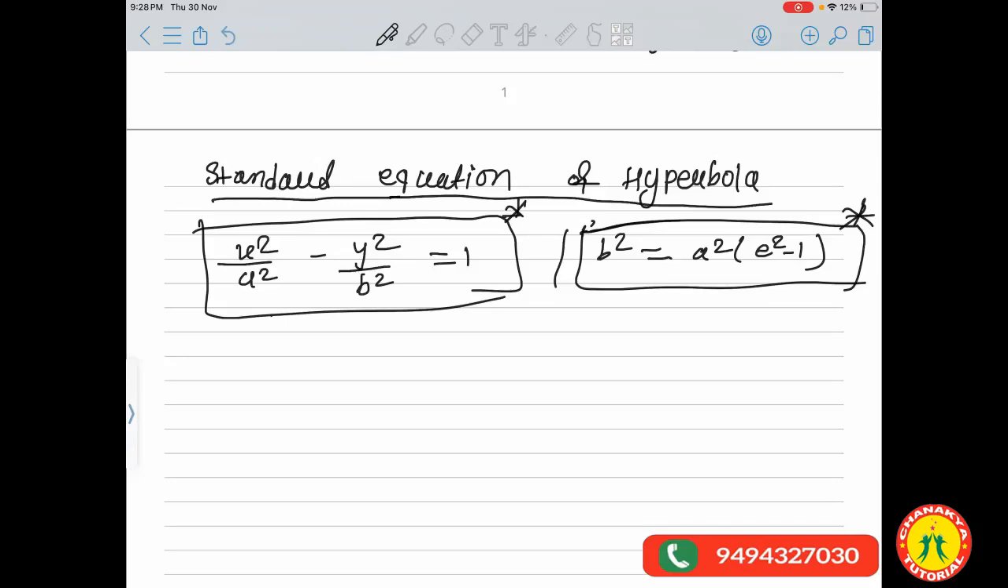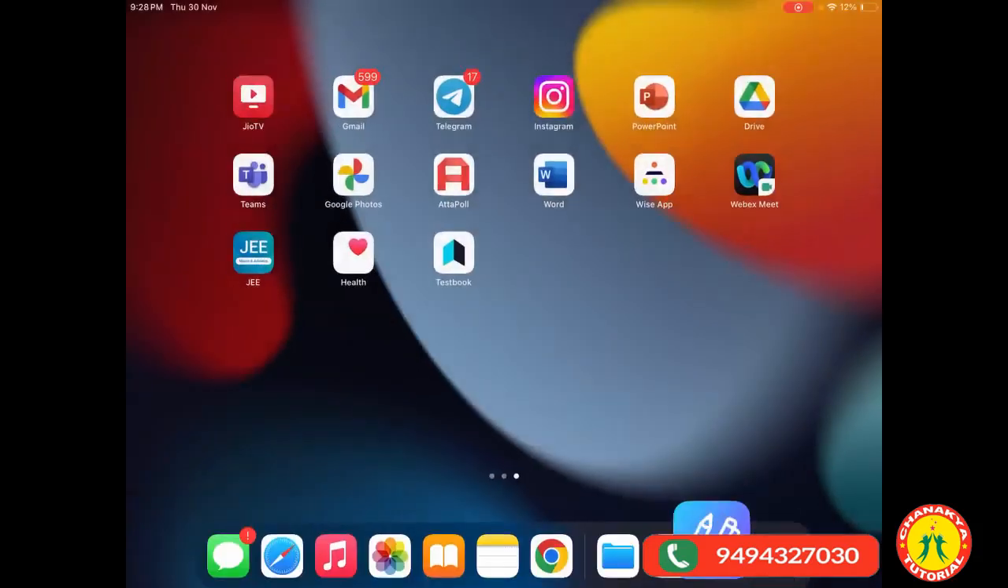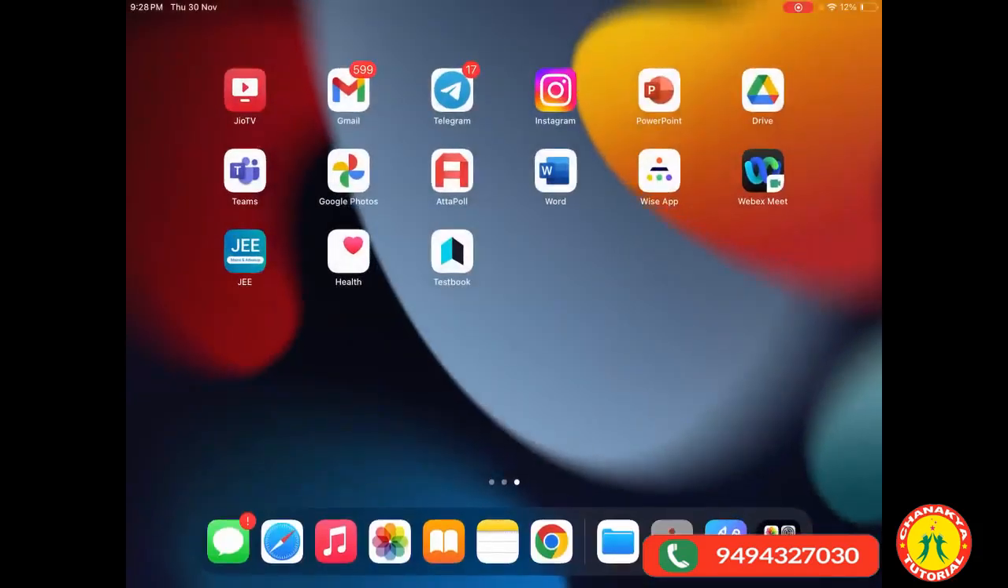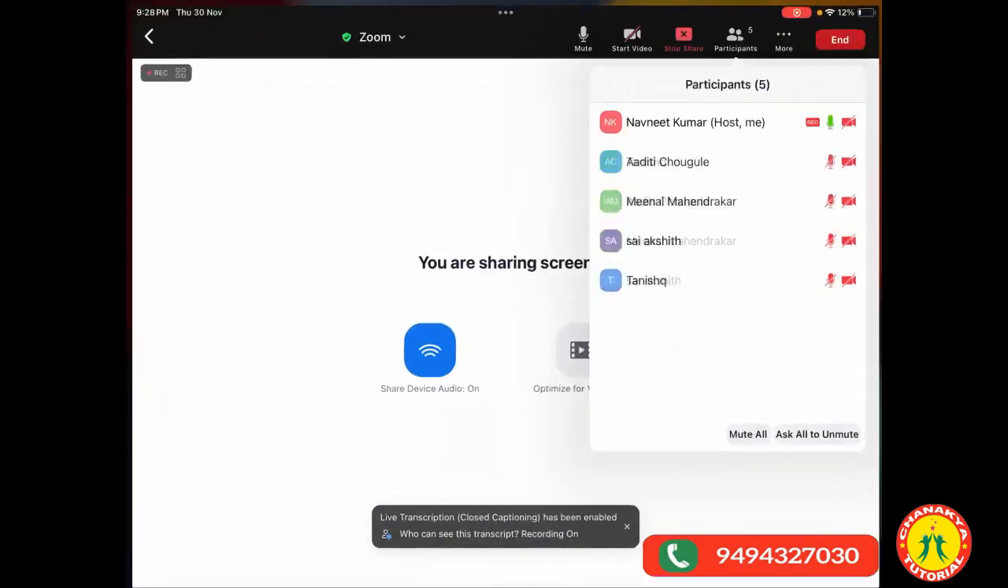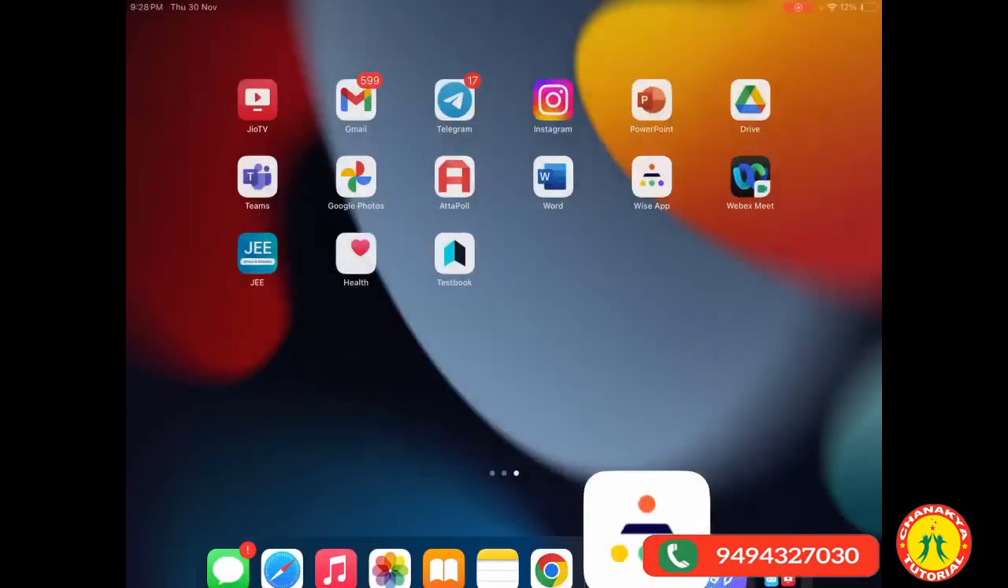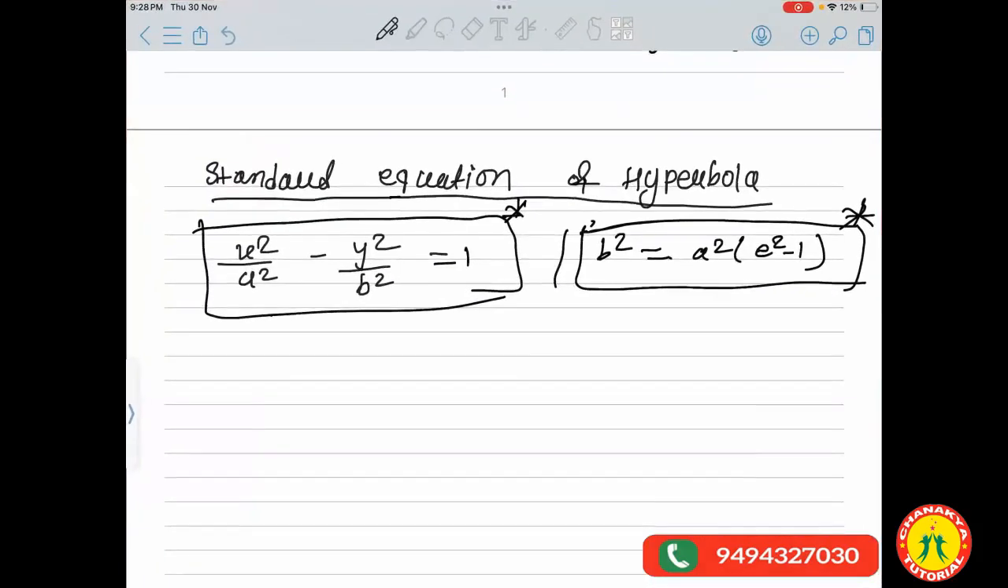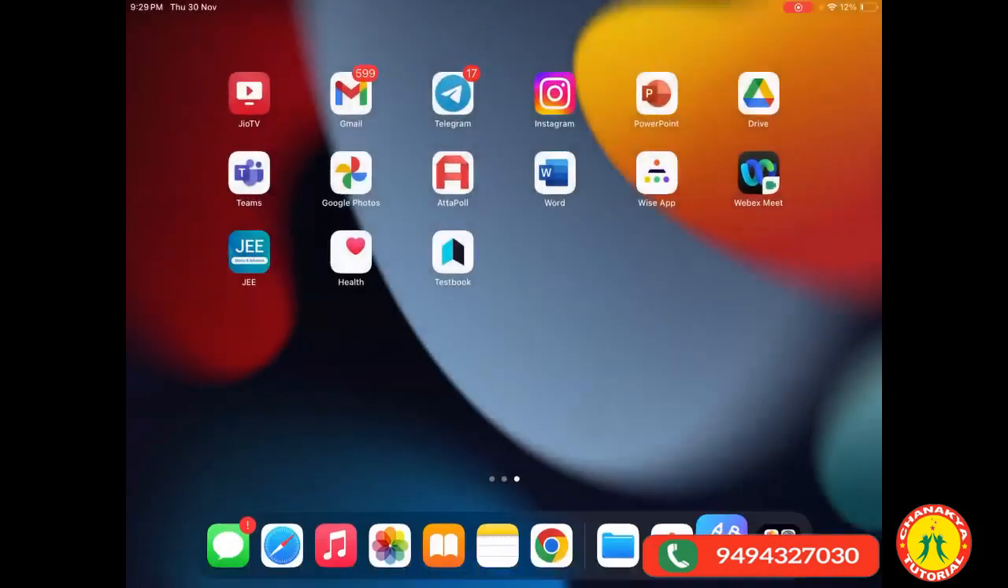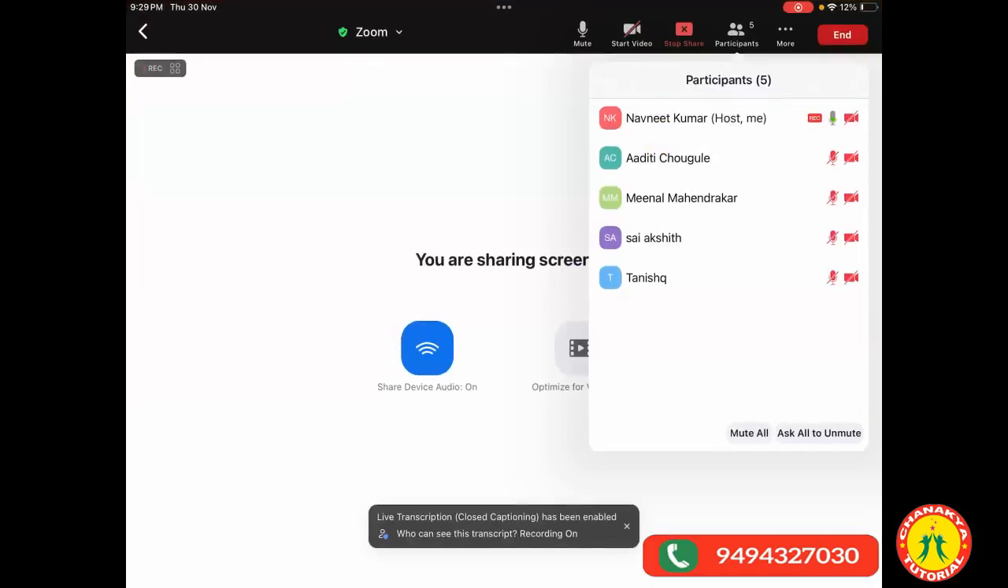Any doubt till now? Any doubt? Anyone? Aditi, any doubt? No, sir. Minal? No, sir. Tanishk? Shai? No, sir.